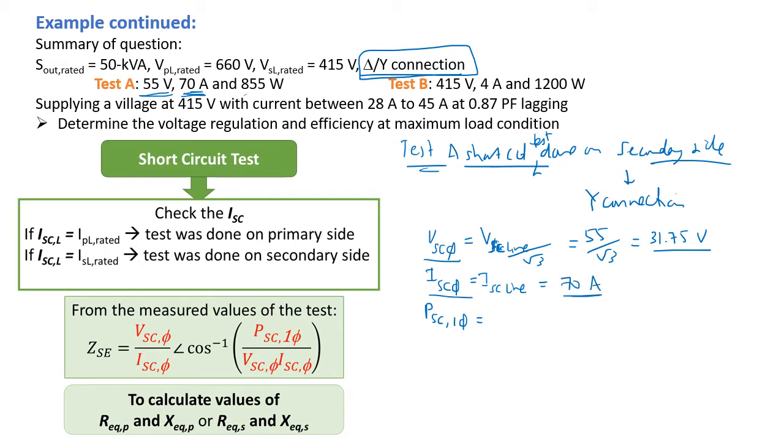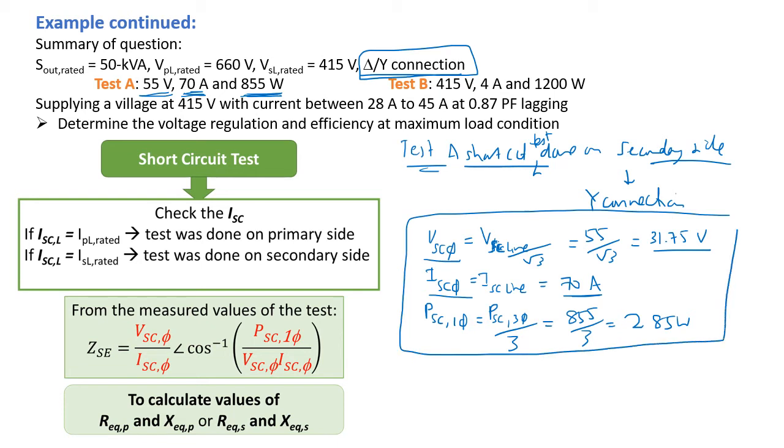And the power given in the test data, 855 watts, is the 3-phase power for the short circuit test. So we need to divide this by 3 to get the single phase power. So 855 divided by 3 is 285 watts. Having the values of VSC phase, ISC phase, and single phase power, we can now use this formula to find ZSE, and from ZSE we can then find REQS and XEQS.